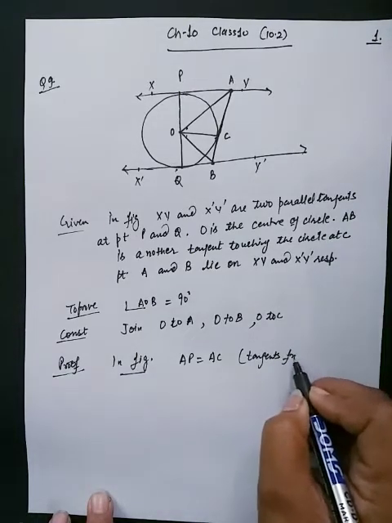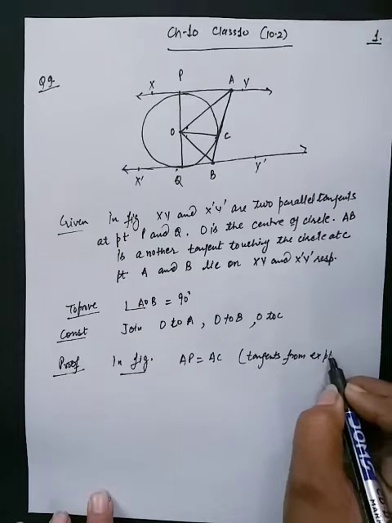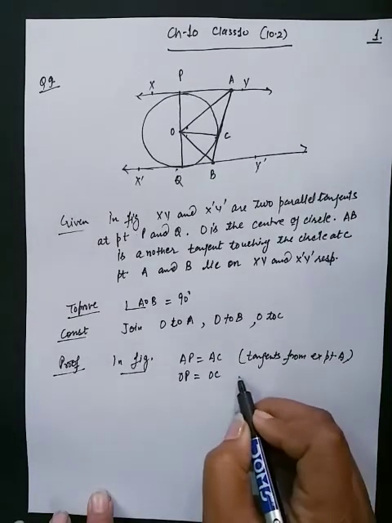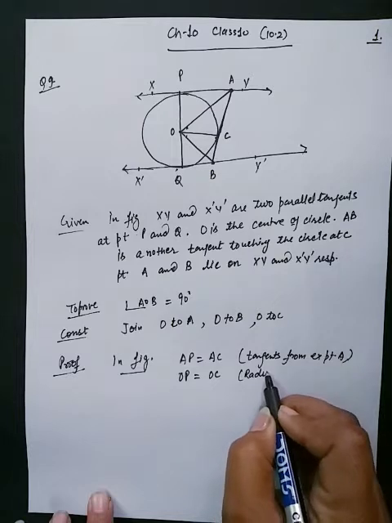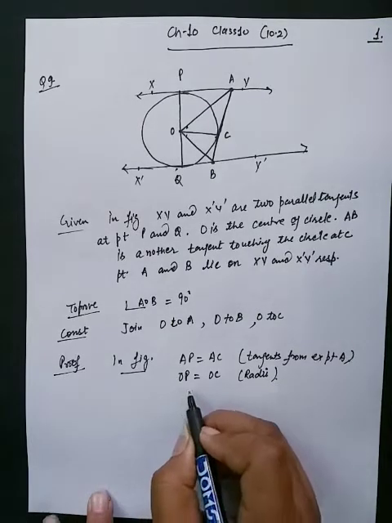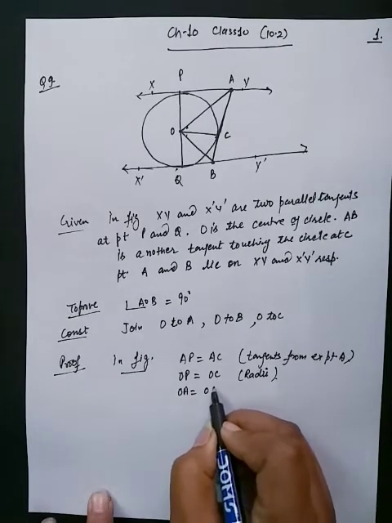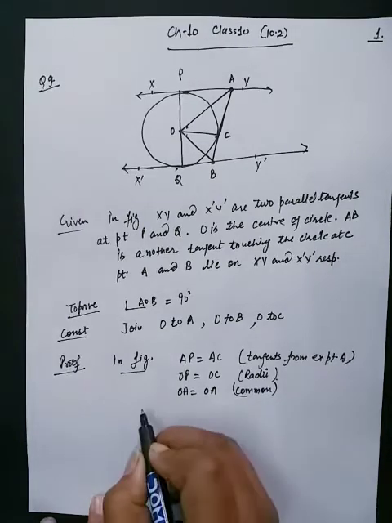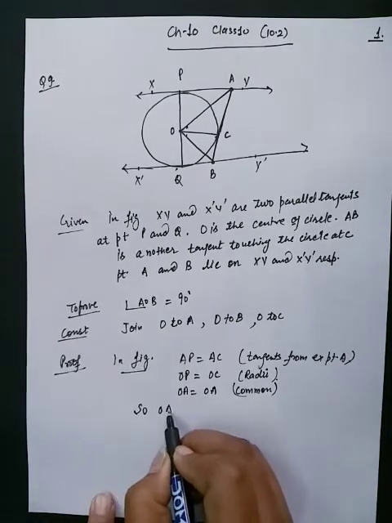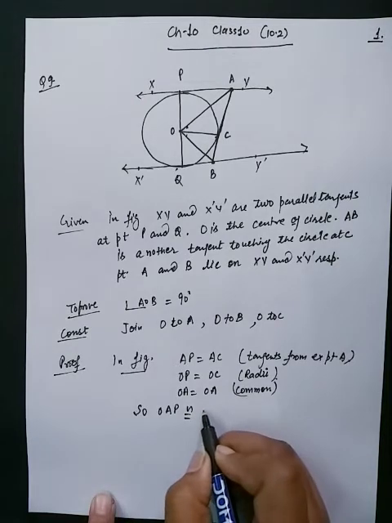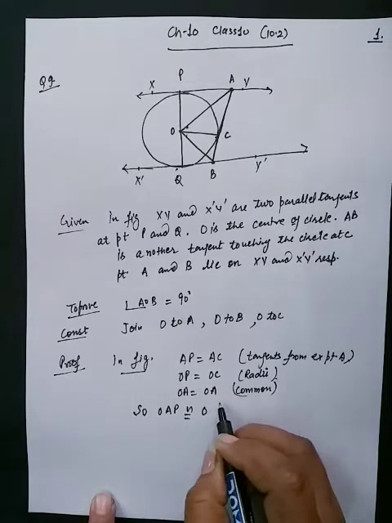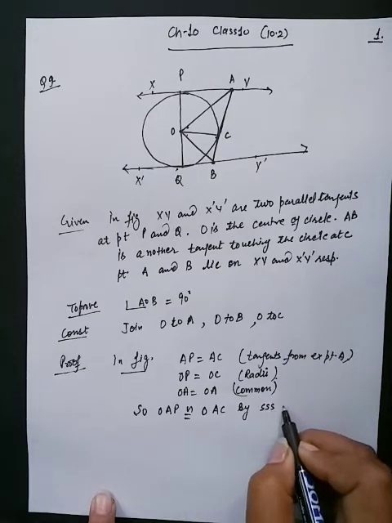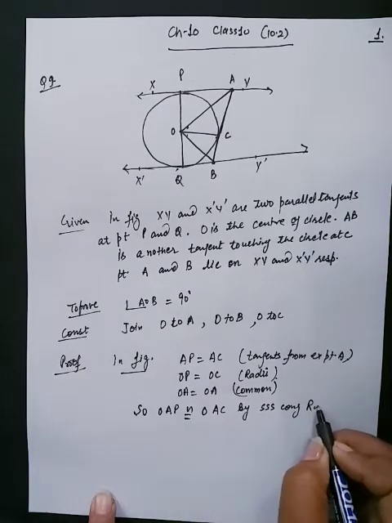Tangents from exterior point A, and OP is equal to OC, both are the radii of the same circle. And OA is equal to OA, this is the common side. So we can say triangle OAP is congruent to triangle OAC by the SSS congruency rule.